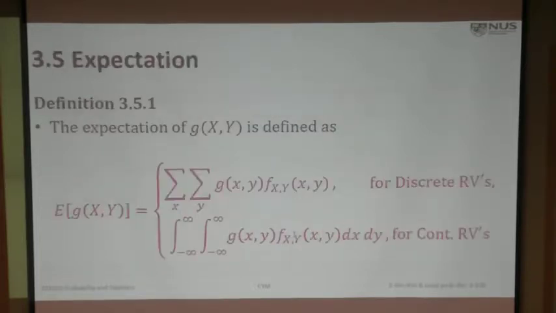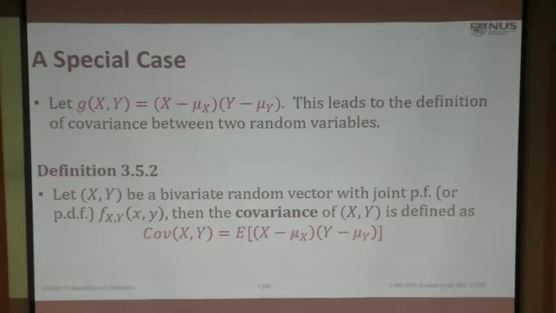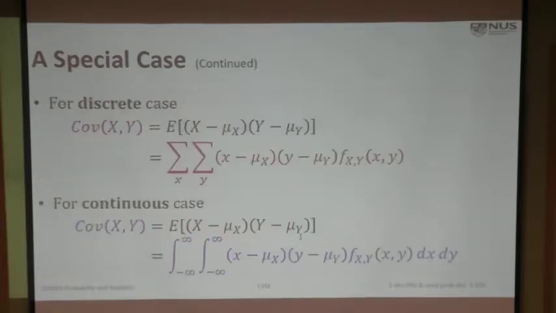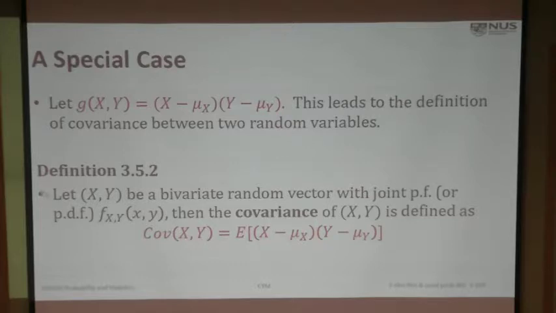So let's have a look at one special case which you may or may not have heard of, which is something called the covariance. If I define the function g(x,y) to be x minus the expectation of x multiplied by y minus the expectation of y, this gives you a definition of the covariance between 2 random variables. That's what we're going to write down. I'll explain to you what it means in a little bit more depth in a moment.